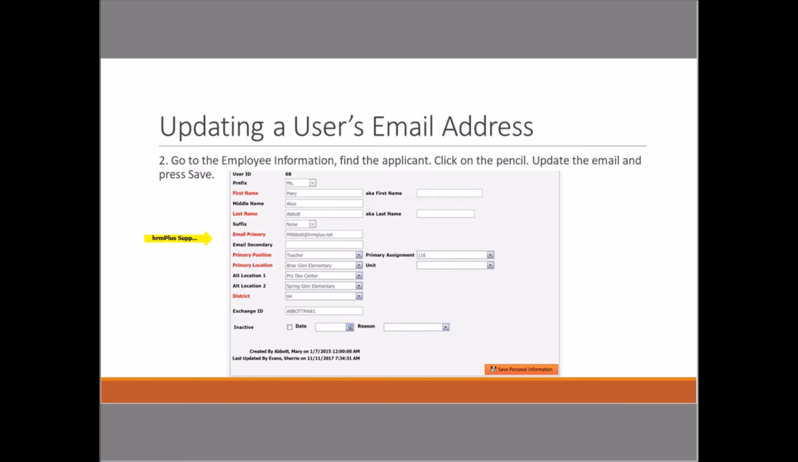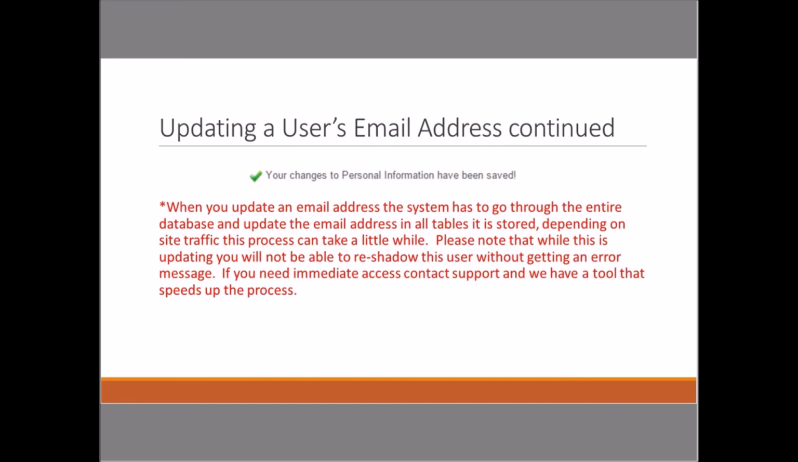That goes back to the fact that there is a delay when you update email addresses, because it's that unique code. It has to update every table that unique code is stored in, and there are a couple tables that are encrypted, so it takes a little longer. And if you have a busy site, with a lot of traffic, emails can take longer than normal. Until that process is completed, you won't be able to shadow that user without getting an error message. However, the support team has a tool that speeds up that process.